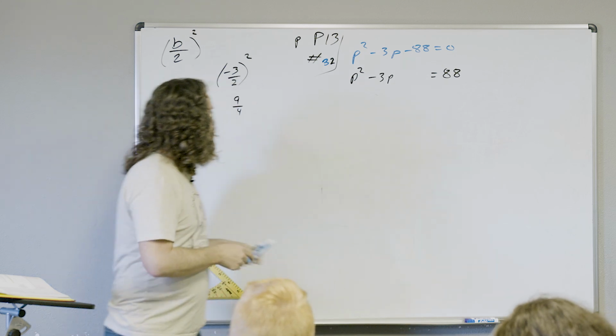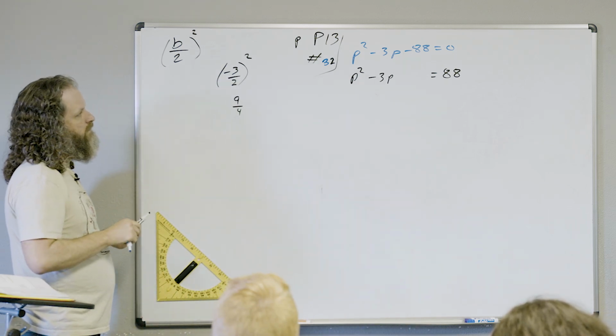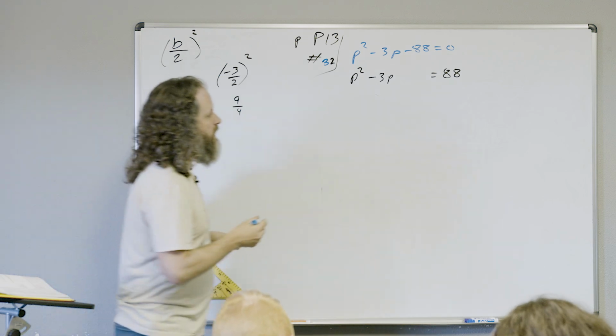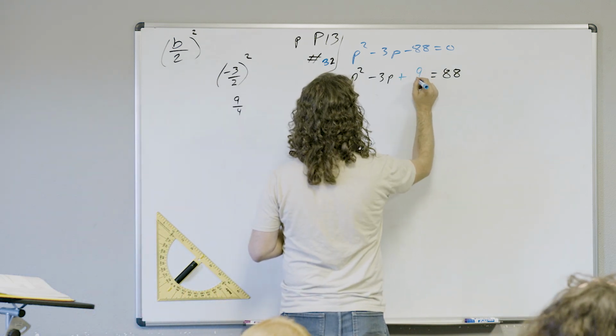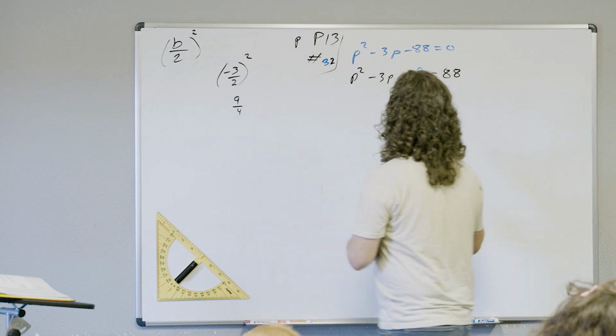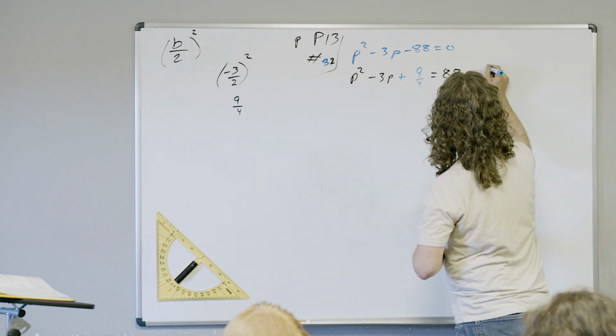Right? So now what do we do? Now we stick it in. We add 9/4, and we can't just randomly add 9/4. We have to do something else. What do we have to do? Put it on both sides, plus 9/4.